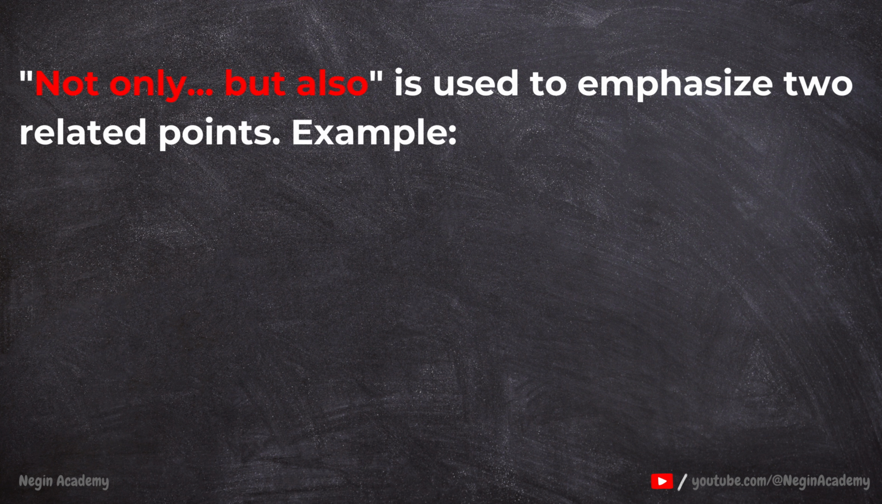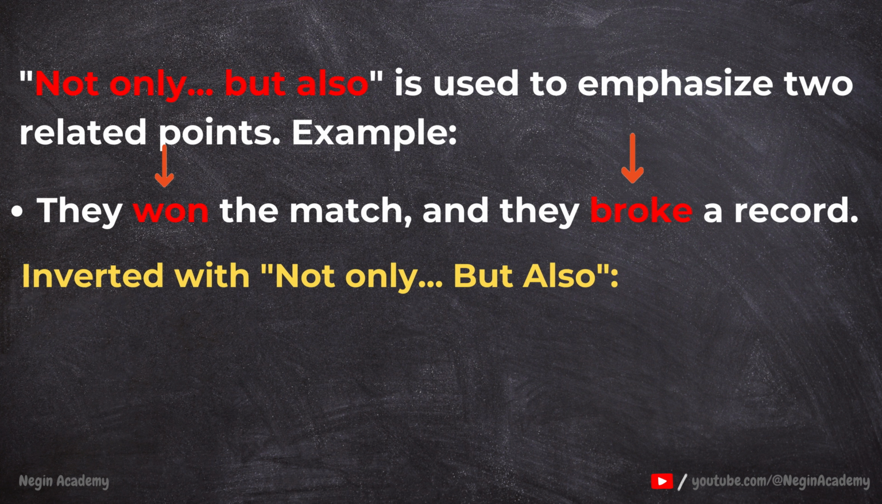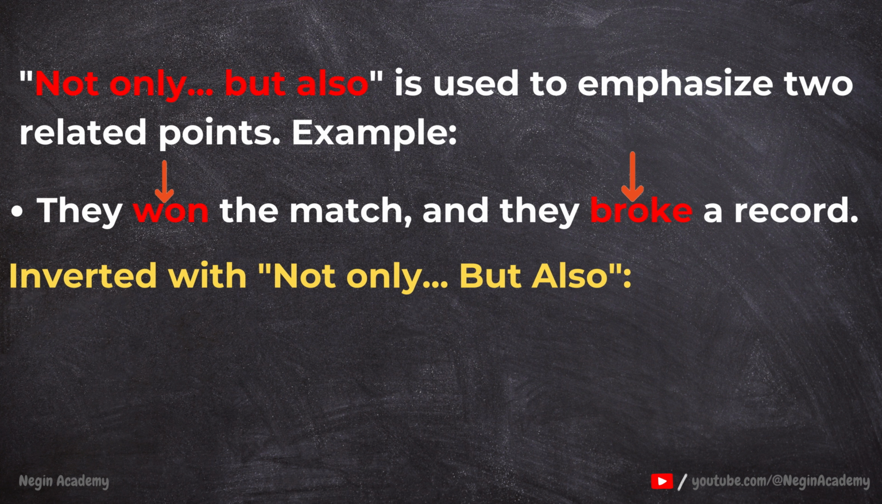For example, they won the match and they broke a record. What happened here? Very good. Some people did two things in the past. They won and they broke. Let's look at the inverted version. Inverted with not only but also.